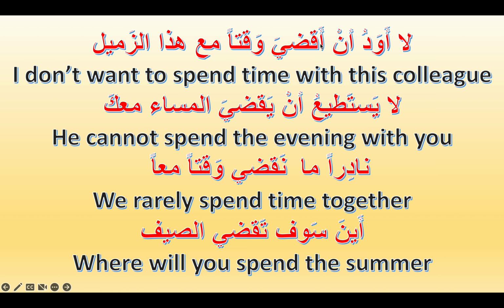لا أود أن أقضي وقتا مع هذا الزميل. وقتا, because it's the object of قضى. لا يستطيع أن يقضي المساء معك. نادرا ما نقضي وقتا معا. نادرا ما is rarely, معا is together. أين سوف تقضي الصيف؟ سوف indicates the future tense in Arabic. الصيف is the summer.